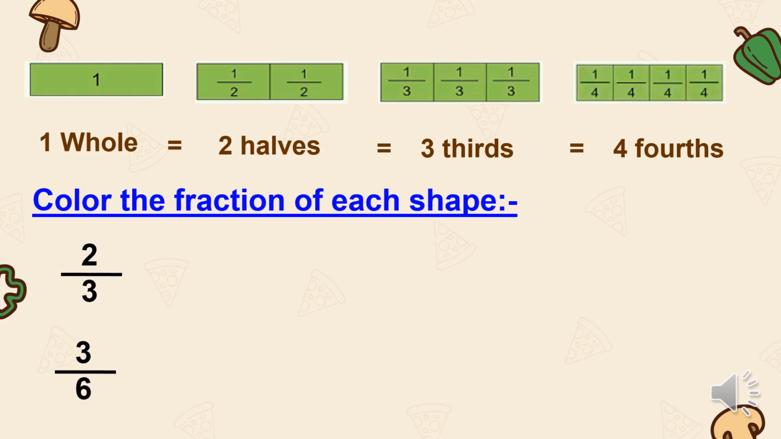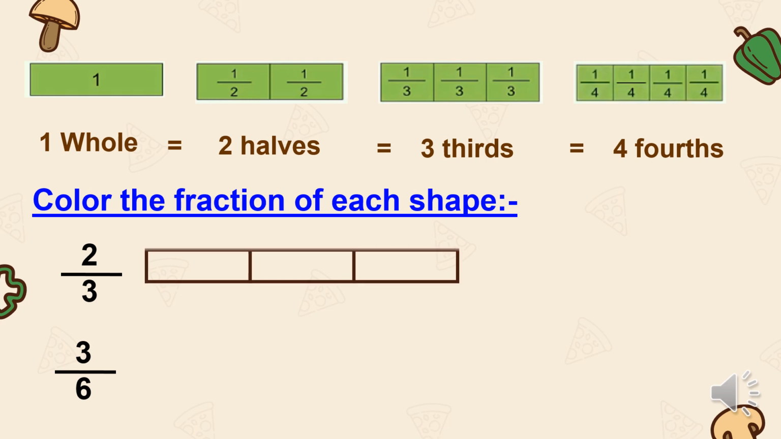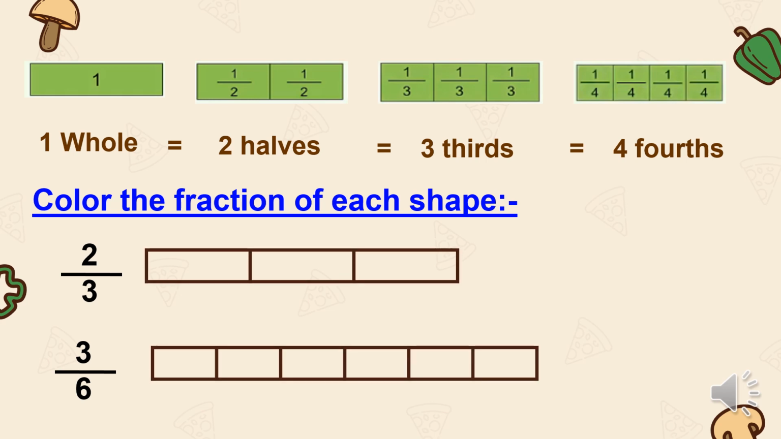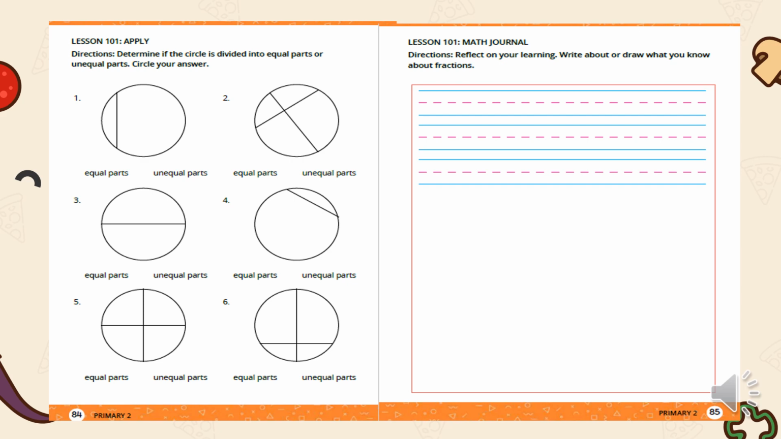Color the fraction of each shape. We have here first one, 2 over 3. So the total parts are 3, 1, 2, 3. And the color parts are 2. So we need to color two parts. 1, 2. Next fraction is 3 over 6. So the total parts are 6 and the color parts are 3. So we need to color 3 parts. 1, 2, 3.